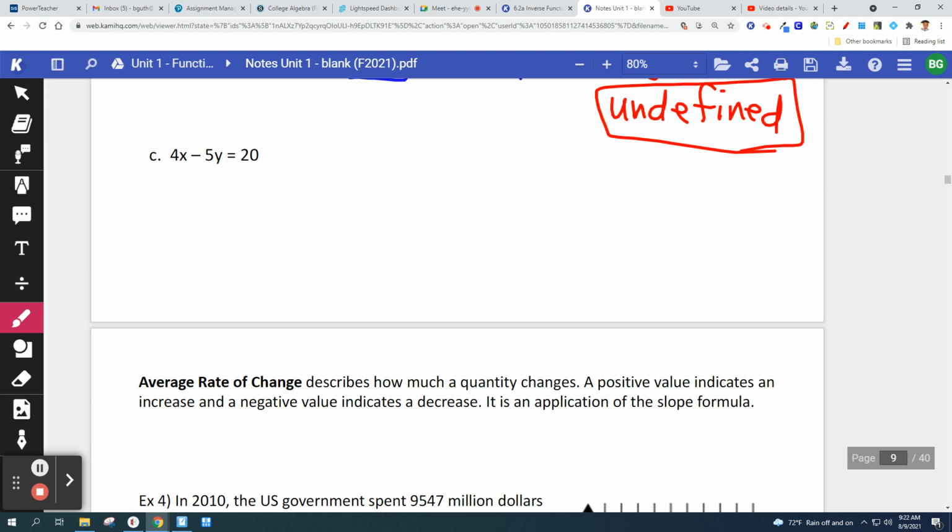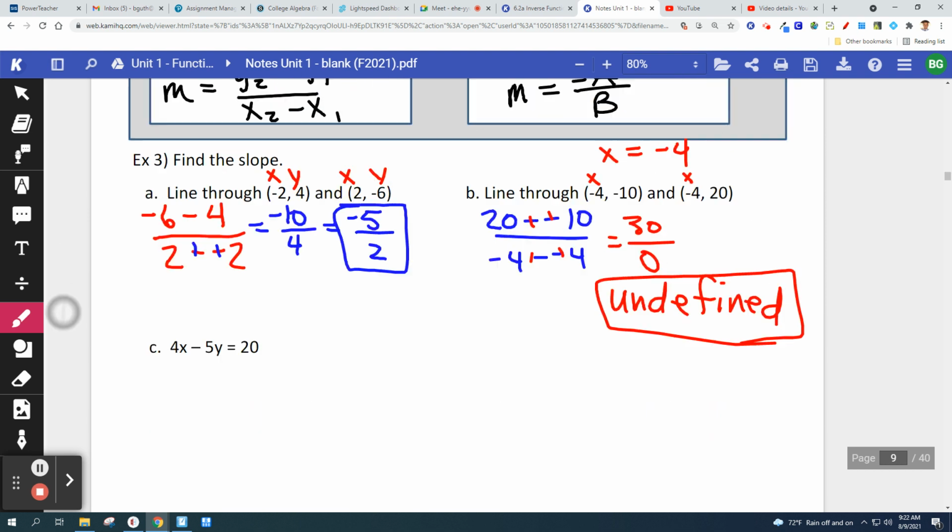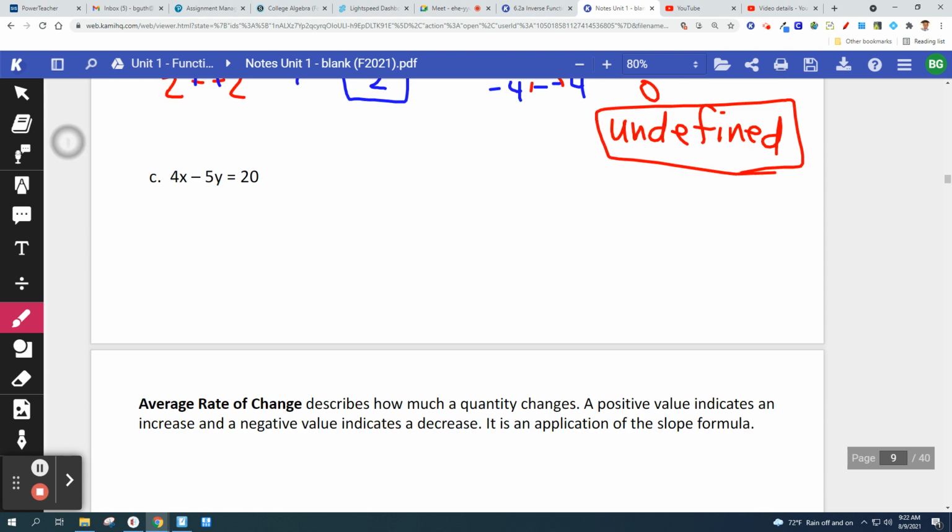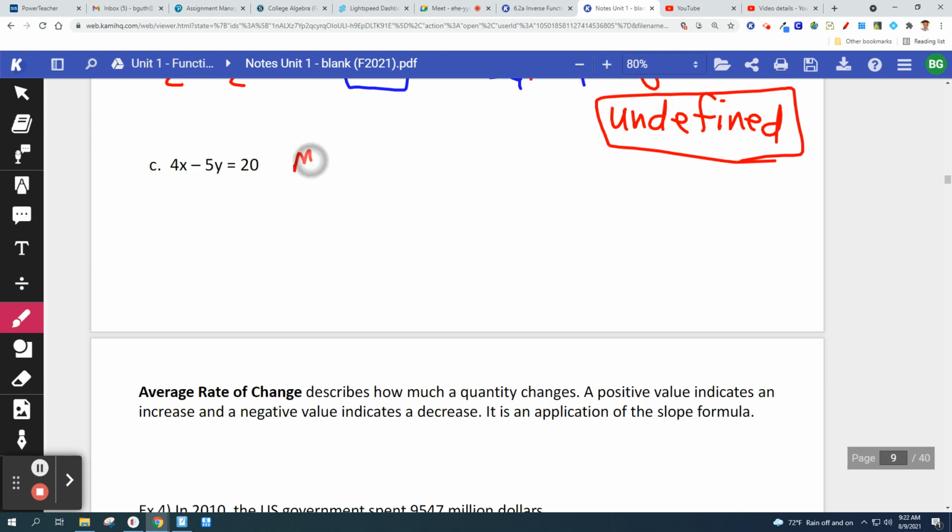Part C is in standard form, so we've got that other equation. And so m equals negative a over b. That's the equation. All right, now remember, for standard form, this is the a number, this is the b number, this is the c number. So really all we're doing is plugging in that capital A number, the coefficient, and that capital B number. So it's going to be the opposite of 4. And b is minus 5, so over minus 5. That means it's 4/5. And that's the slope.